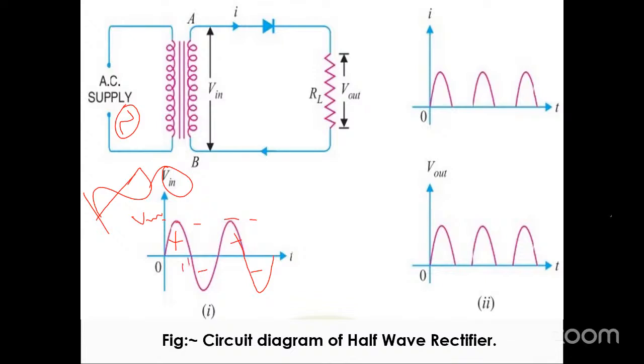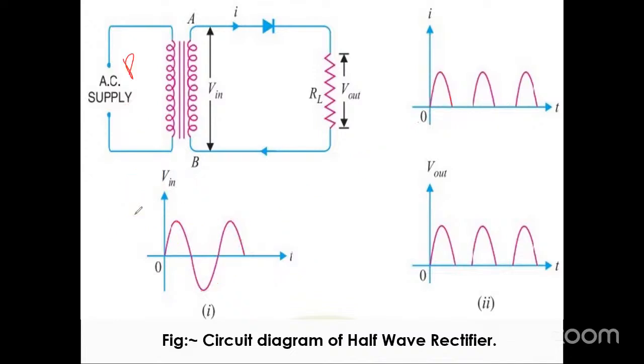0 to pi, 2 pi, 3 pi, 4 pi, like that. So 0 to pi, the diode is conducting the current. What about pi to 2 pi? Negative half cycle, the diode doesn't conduct. So that's what you can observe in the diagram.